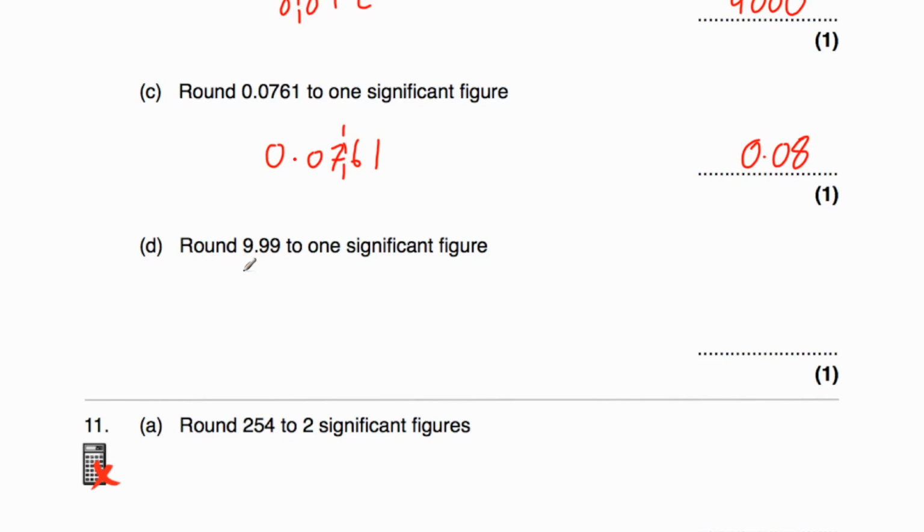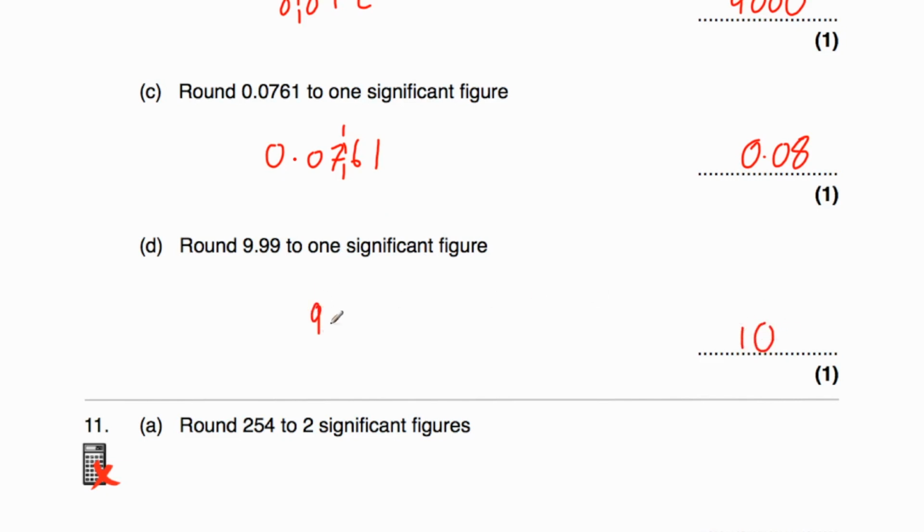So part D says round 9.99 to one significant figure. So in this case, we've got 9.99, so our choices will either be, remember, we want to have one digit followed by zeros. So in this case, we'll either have 9 or 10. Now, because it's 9.99, it's much closer to 10 than it is to 9, so answer would be 10. And we've got one digit followed by zeros.